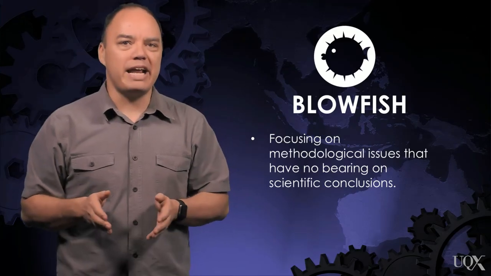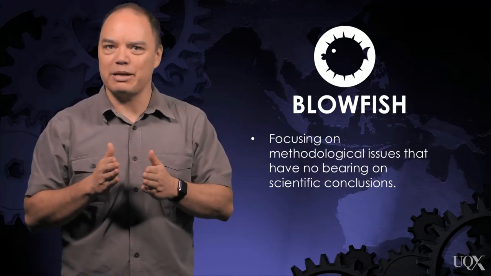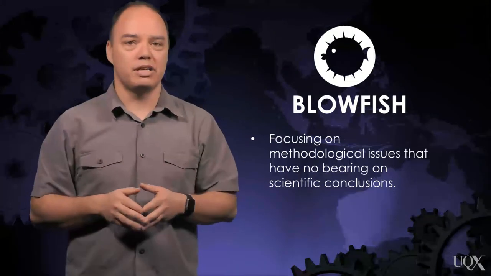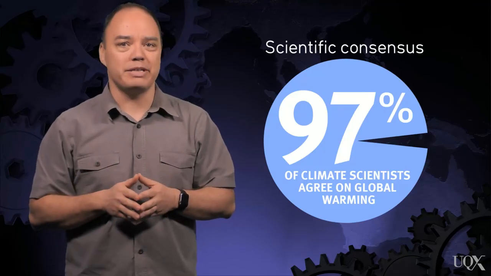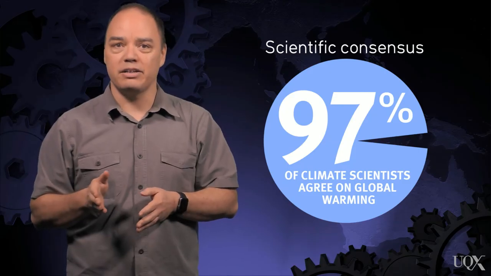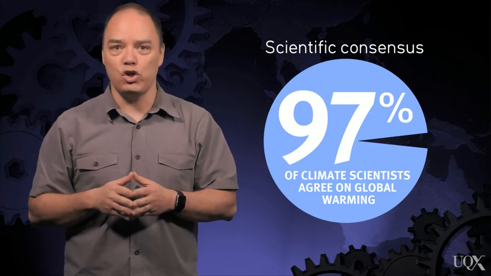A specific type of red herring is the blowfish fallacy. This is a technique of laser focusing on some methodological aspect of scientific research, blowing it out of proportion in order to distract from the bigger picture. I've seen firsthand climate misinformation using the blowfish fallacy with my own research. In 2013, I was a co-author of a study finding 97% scientific consensus on human-caused global warming. Since that paper was published, to this day, our research has been attacked in attempts to cast doubt on the scientific consensus on climate change.